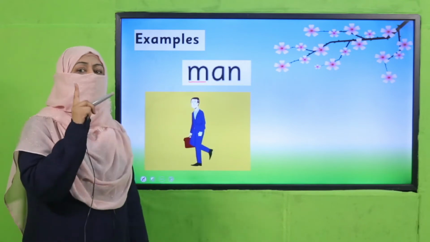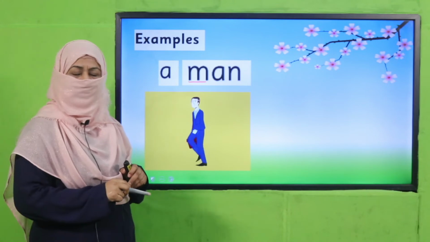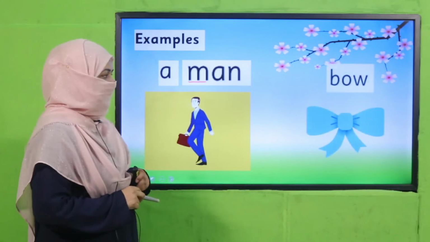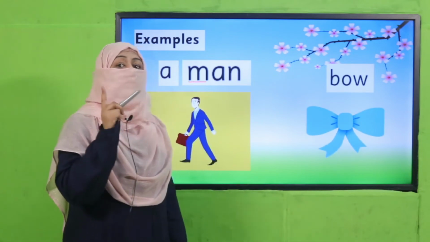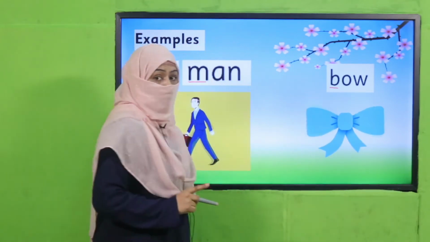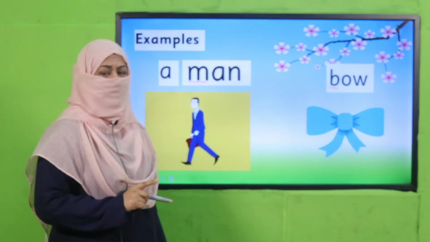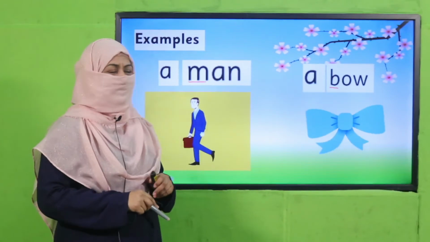So, when I want to say one man, what will I say? A man, right? And likewise, bow. The initial sound, the beginning sound of this word is B and it is a consonant sound. Good. So, if I want to say one bow, what do I say? A bow, right? Okay.